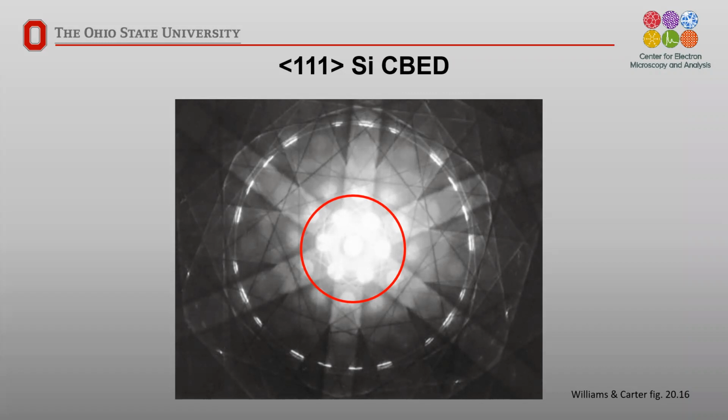Now, this can be very handy because if I'm taking a spot pattern and I look at this pattern, inside the circle, I see what looks like a hexagonal symmetry. I would expect this crystal to be hexagonal, but it isn't.